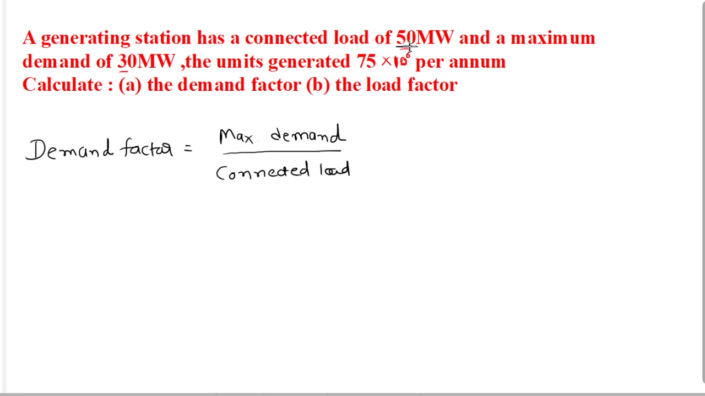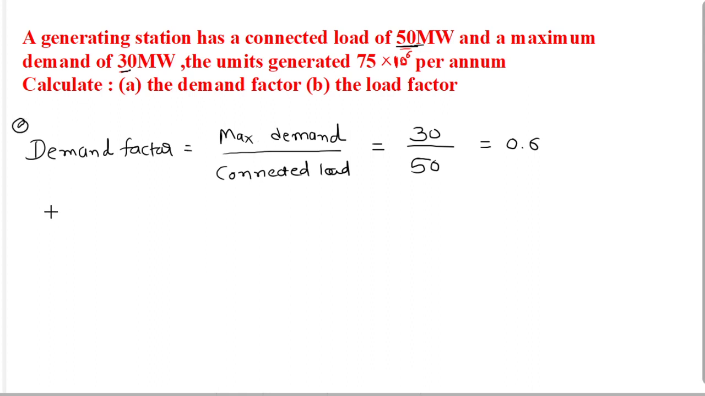The generating station has a connected load of 50 megawatt and maximum demand is 30 megawatt. So here maximum demand is 30 megawatt and connected load is 50 megawatt. After calculating 30 upon 50, you get 0.6. That is your demand factor, maximum demand upon connected load. That is the first answer.